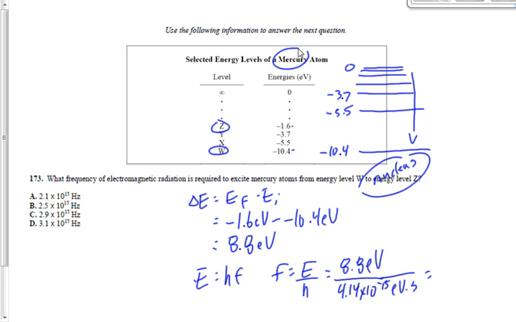So it's always got to be the difference. Okay? We never use the energy of one level for anything in Physics 30. If we're going to do something with this, whether it's frequency, energy, wavelength, whatever we're trying to do, it's always going to be the difference between the two levels.